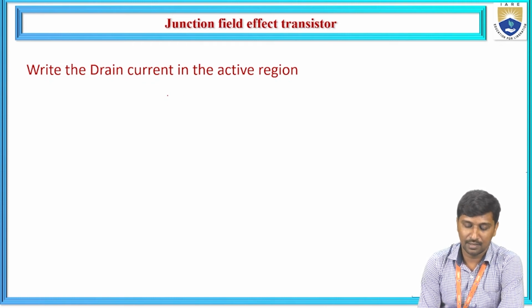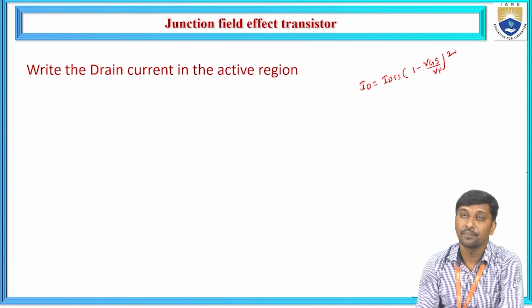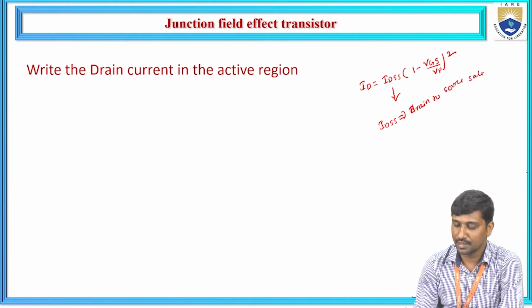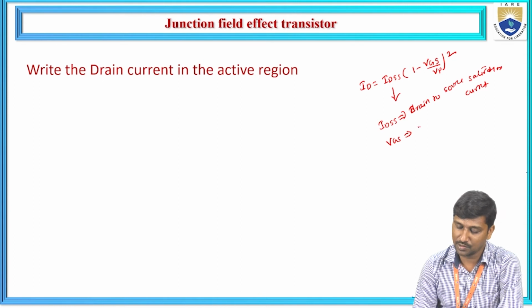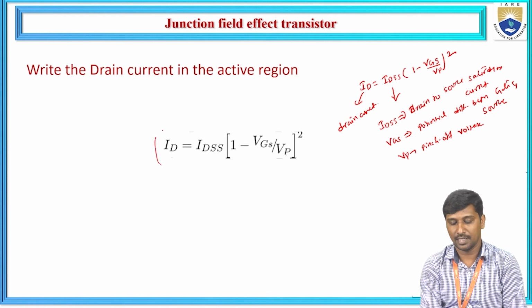Write the drain current expression in the active region. We know that ID is equal to IDSS into (1 minus VGS by VP) whole square, where IDSS is the drain to source saturation current, VGS is the potential difference between gate and source, or the applied input voltage between gate and source, VP is the pinch-off voltage, and ID is nothing but the drain current. So this is the ID relation.